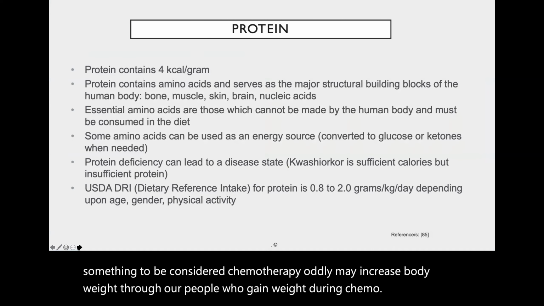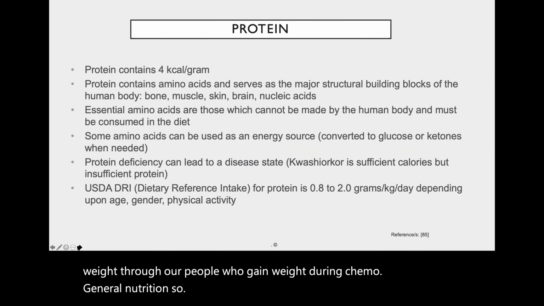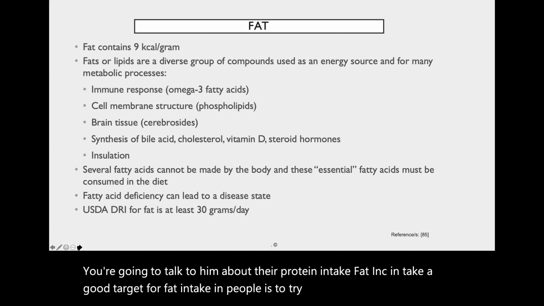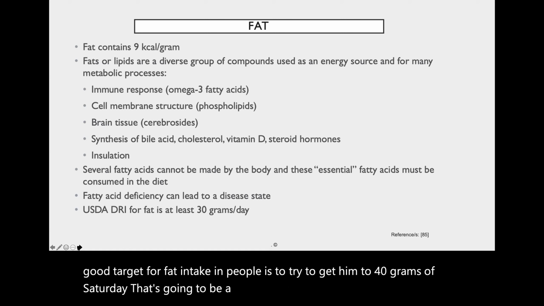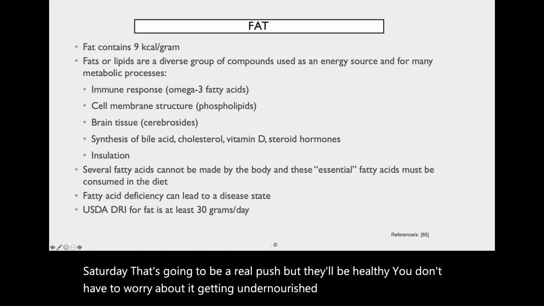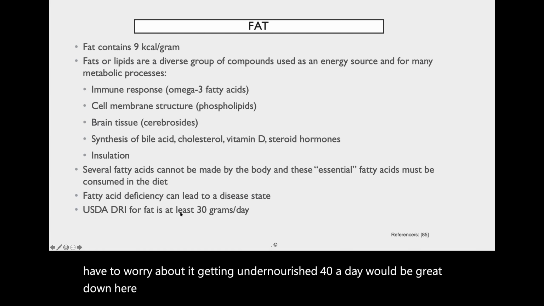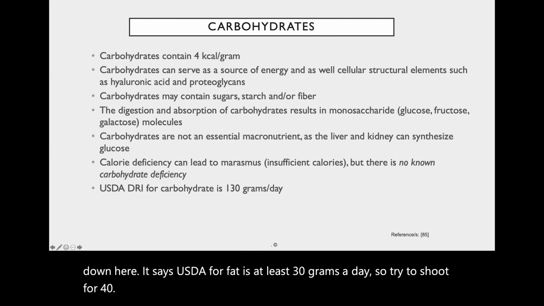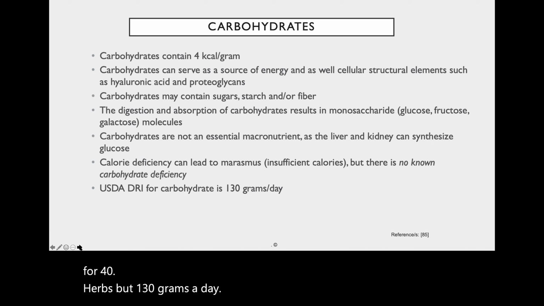General nutrition. So you're going to talk to them about their protein intake, fat intake. A good target for fat intake in people is to try to get them to 40 grams of fat a day. That's going to be a real push, but they'll be healthy. You don't have to worry about getting them undernourished. 40 a day would be great. Down here, it says USDA for fat is at least 30 grams a day. So try to shoot for 40. Carbs, about 130 grams a day. It is a required macronutrient.